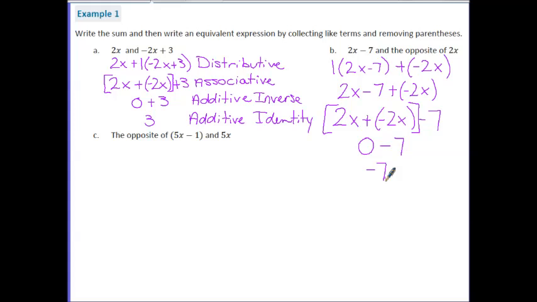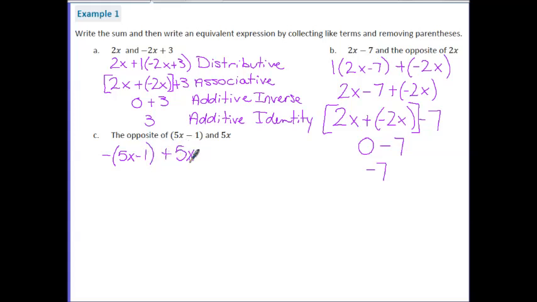Part C says the opposite of 5x minus 1 and 5x. So again, we're writing the sum, so we're going to add together. However, we need to take the opposite of 5x minus 1. So the opposite implies a negative, and then we'll group together the 5x minus 1 in parentheses, added to 5x.